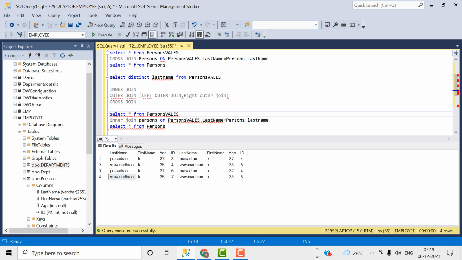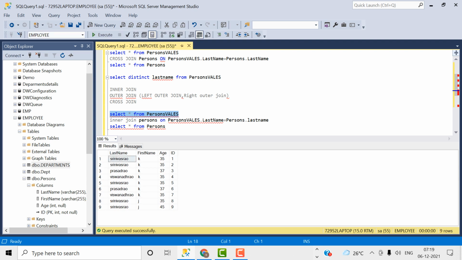See, if you check person values: Prasad Rao, Vishwanath Rao, Prasad Rao. And if you check the persons table, Prasad Rao and Vishwanath Rao, we have them in both tables. These two values exist in both tables.